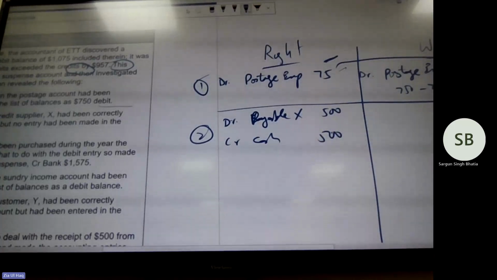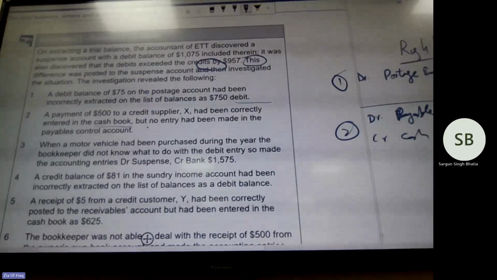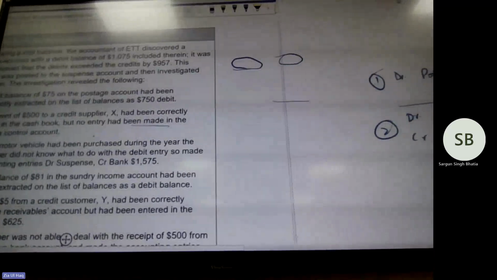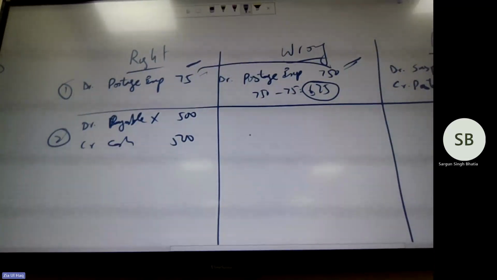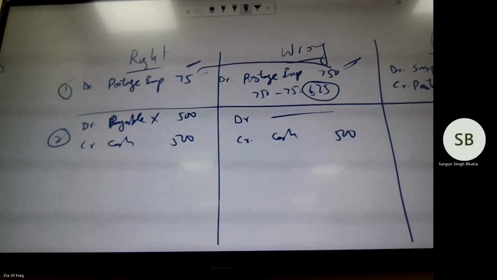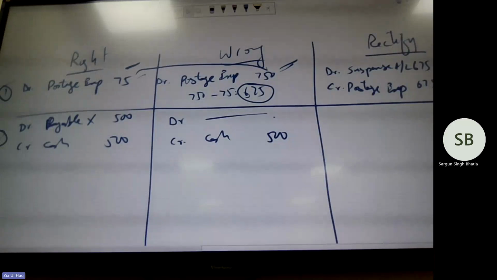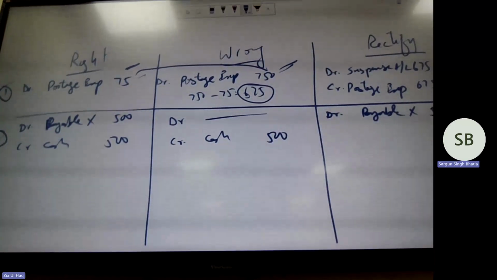What you have done wrong: cash has been correctly entered in the cash book. Cash book 500 is fine, but no entry had been made in the payable control account. You haven't debited the payable. You have recorded credit cash with the 500, but on the debit side you have recorded nothing. To rectify this, we need to debit payable X with how much amount? 500.